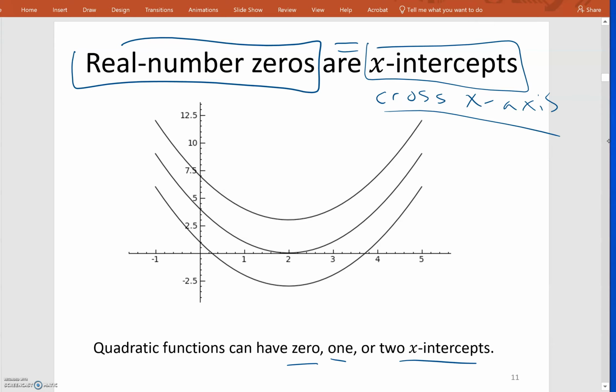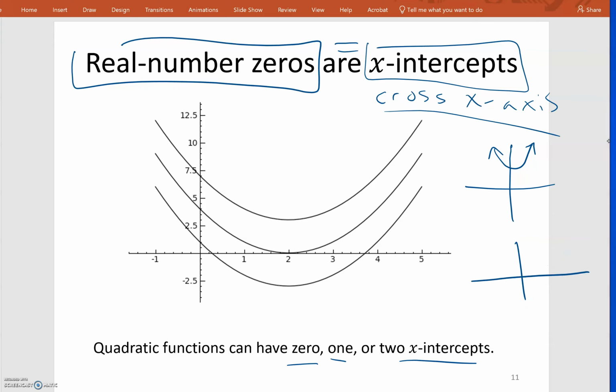Very often I'll ask, how many zeros does this have? You can have 0 zeros, or 1 zero, or 2 zeros. As you see here, here is a 0 zeros. Here is a, whoops, that's supposed to be a 1 zero. I didn't do that. That's the hardest one to draw.